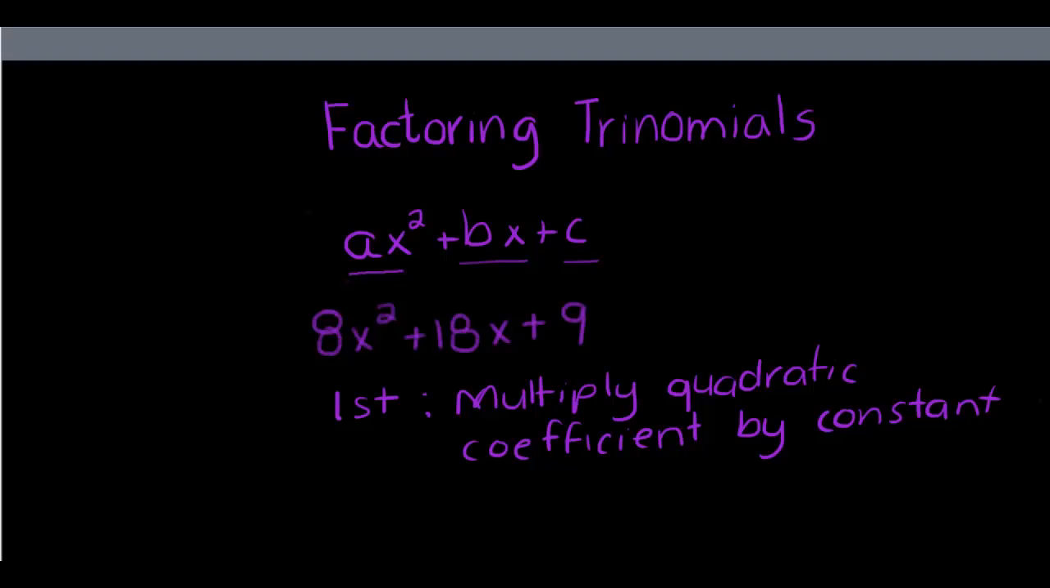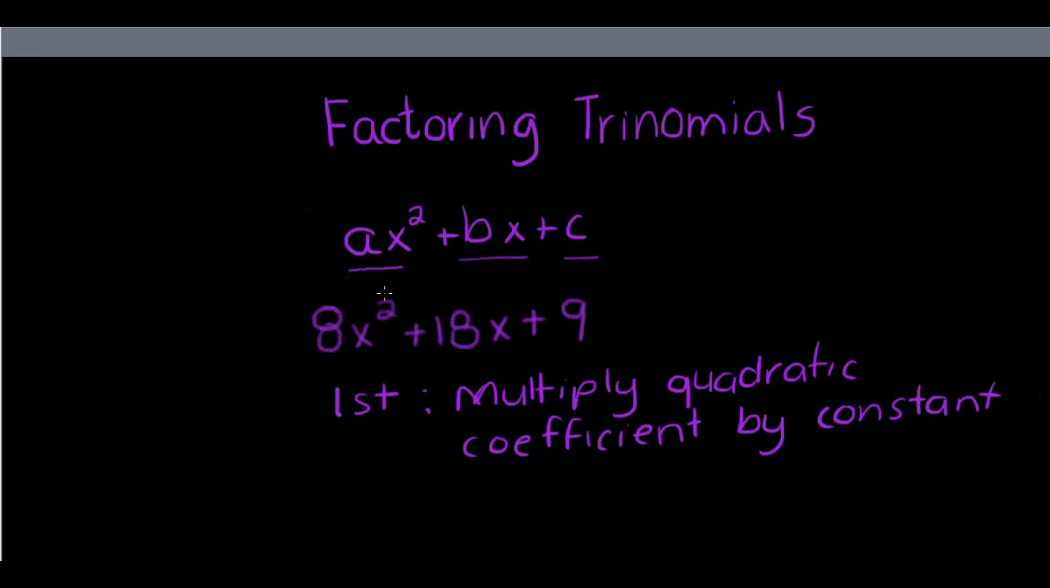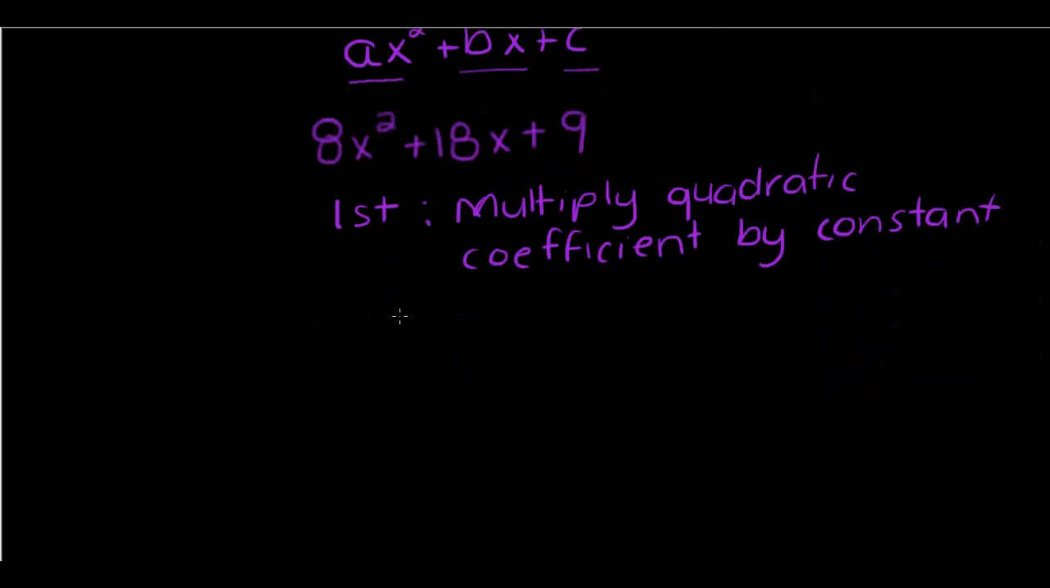So the first thing we're going to do is multiply the quadratic coefficient, which is 8, by the constant, which is 9. So we'll have 8 times 9 is 72. And we're going to create a t-table. Our goal is to find factors of 72 that have a sum of 18.